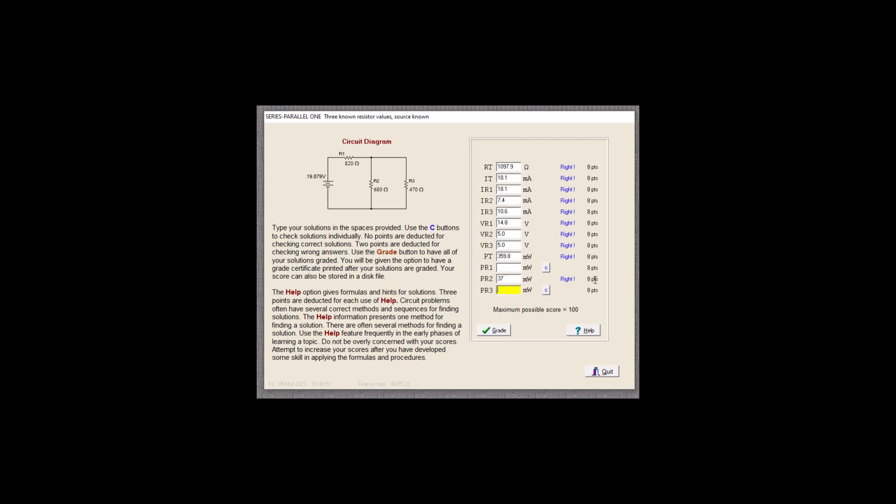Good. And let's try PR1, which is going to be VI. So we're going to take our 18.1 milliamps, E minus 3 times our voltage that we found. VR1 is 14.8. And I got 267. That is not correct. 260, yeah, it is. 267.9. Let's try that. Good. And we're done.